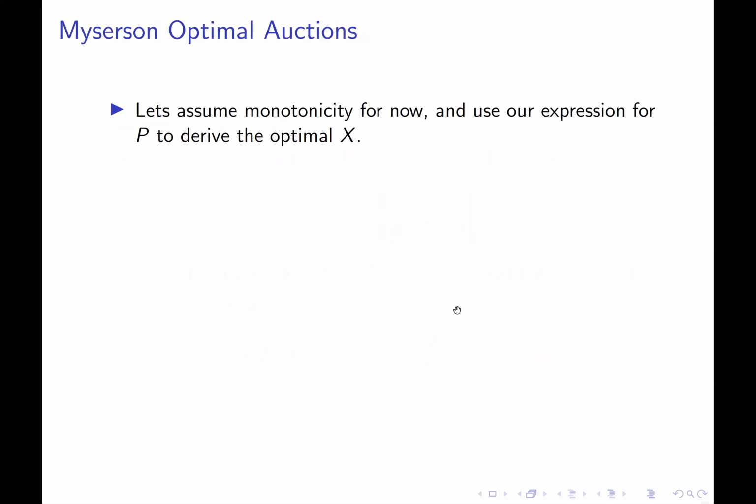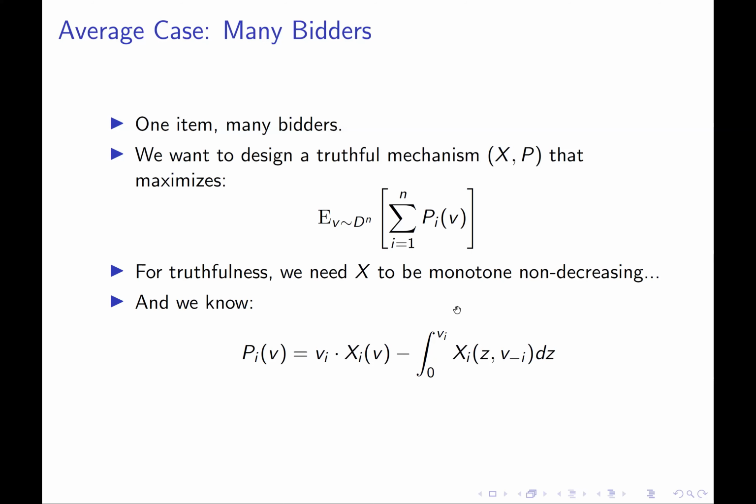So, the way we're going to proceed is we're going to take this formula for the payment rule and plug it into this expectation that we want to maximize, and now we will have an optimization problem defined only in terms of the allocation rule, right? So this is going to make things a lot simpler. We won't have to simultaneously optimize over X and P with some complicated constraint relating how X and P have to interact with each other. Instead, we're going to have an optimization problem defined only in terms of our allocation rule X.